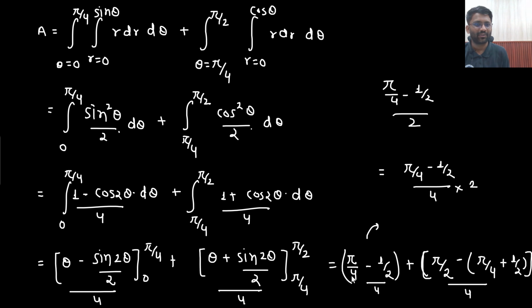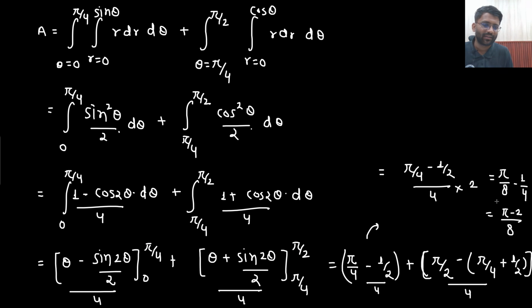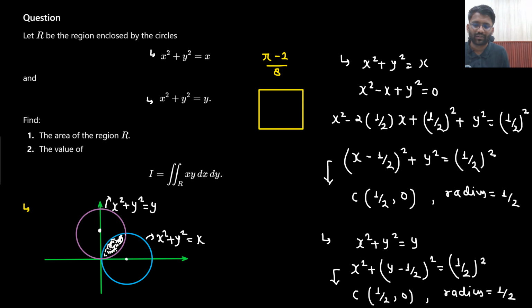You do all the hard work, you study all these concepts, but for sin square theta you write down 1 minus cos 2 theta divided by 2. If you ignore this in the examination hall, then problems will be there. So pi by 8 minus 1/4 will be the answer, or you can write it with 8 as LCM: pi minus 2 over 8 will be the answer. Understandable?